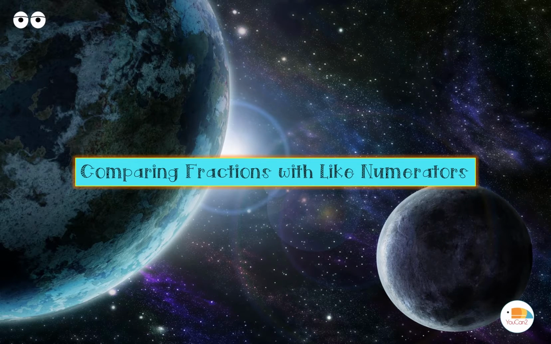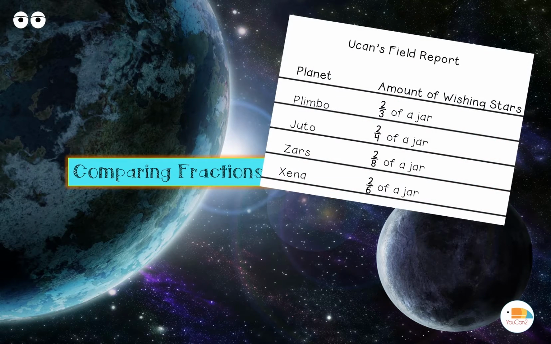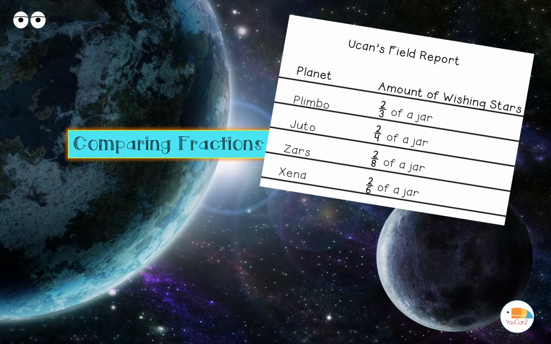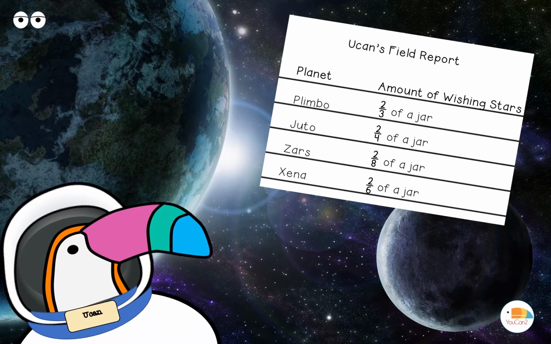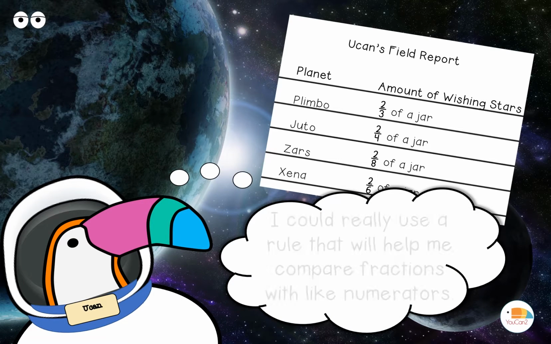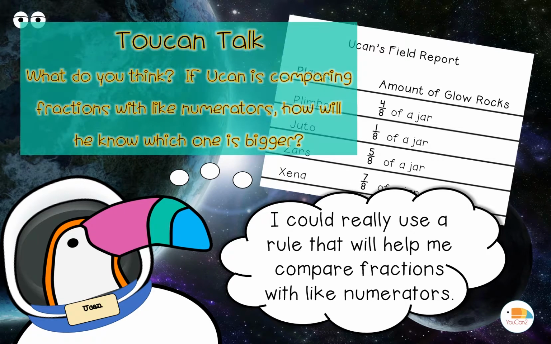Hey, Ucan, you've been out searching for wishing stars, haven't you? Ooh, those things are hard to catch. And now you've got some jars from 4 different planets, and you need to figure out which planet had the most wishing stars so you can go back there and see if you can find some more. But Ucan, this is tricky. You're looking at fractions right now that have like numerators and unlike denominators. How are you going to figure this out?